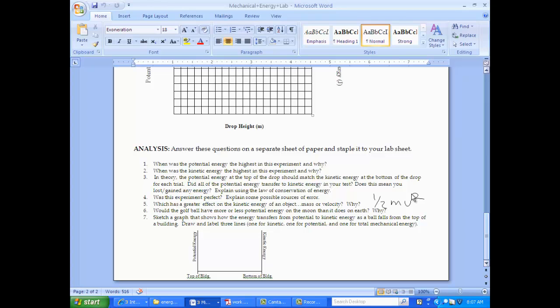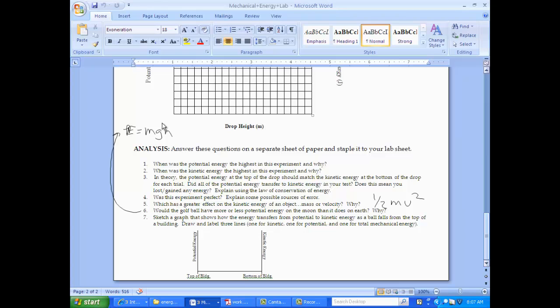Question 6: would the golf ball have more or less potential energy on the moon than it does on Earth? Why? Ooh, this is a good question. So let's look up here. We know that potential energy is equal to mass times gravity times height. What's gravity on Earth? 10 or 9.8. Is it the same on the moon? No. Is it greater or lesser on the moon? It's less.